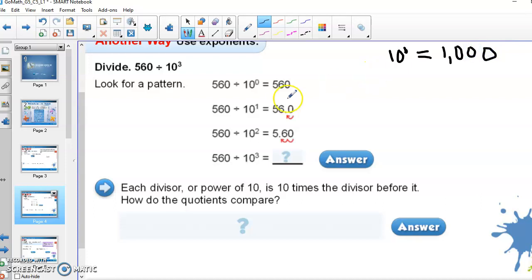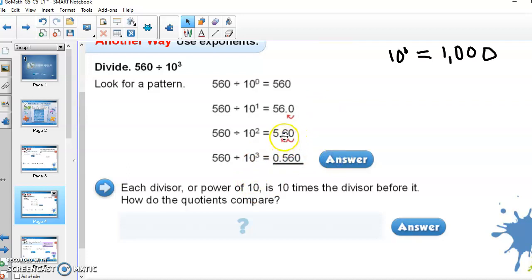So we're still dividing by 1,000, all right? If we divide 560 by 10 to the power of 0, remember 10 to the power of 0 is 1, so the decimal doesn't move at all. Divide it by 10 to the power of 1, which is the same as 10, we're going to move the decimal to the left one time. Dividing it by 10 to the power of 2, the decimal moves to the left 2 times. If I divide 560 by 10 to the power of 3, how many times is that decimal going to move to the left? Yeah, it's going to move 3 times to the left.